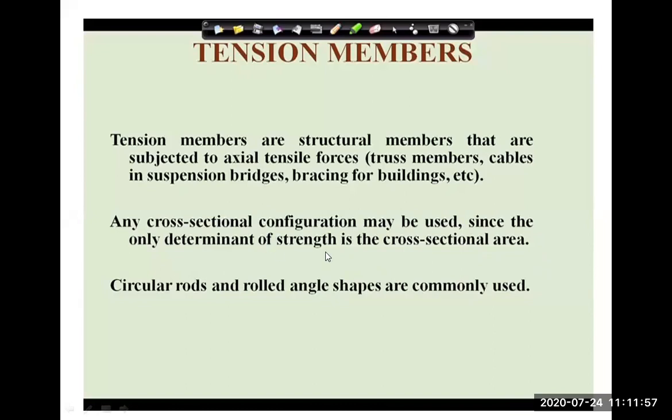When any member is under the tensile force, whatever load comes on the member, it can carry only by the cross-sectional area of that member.